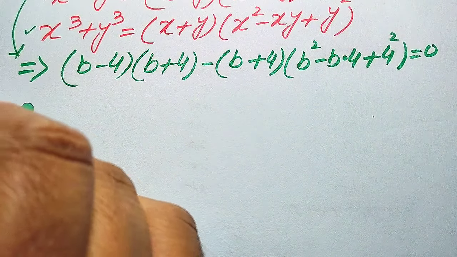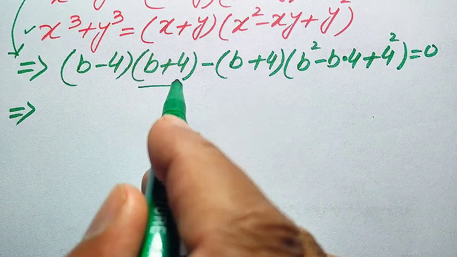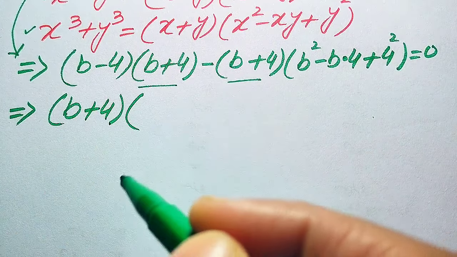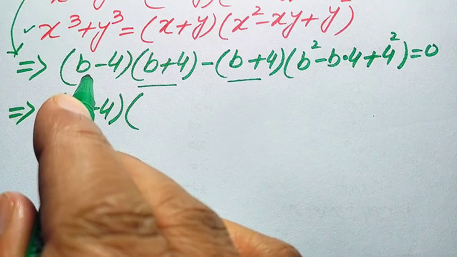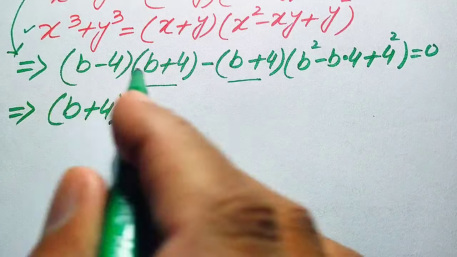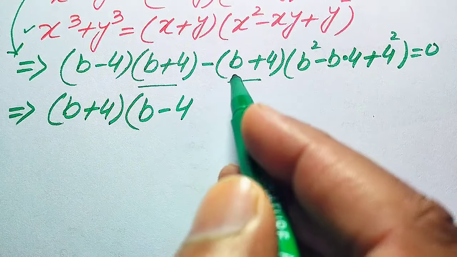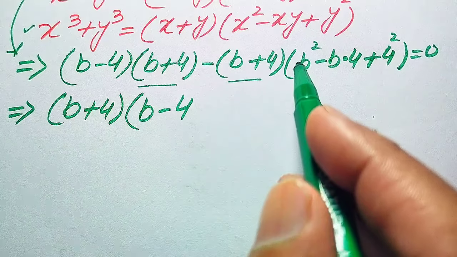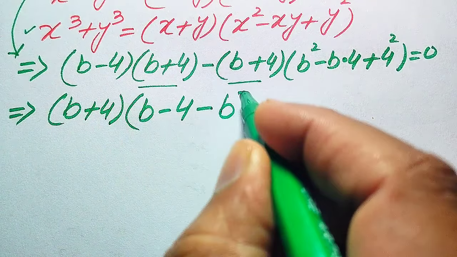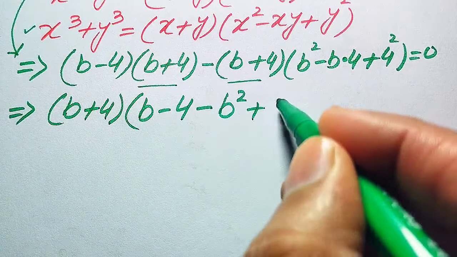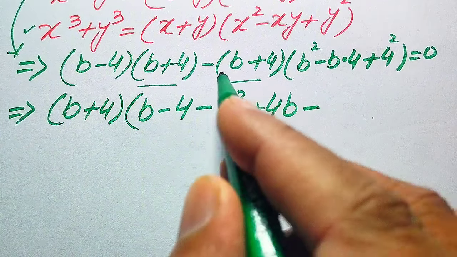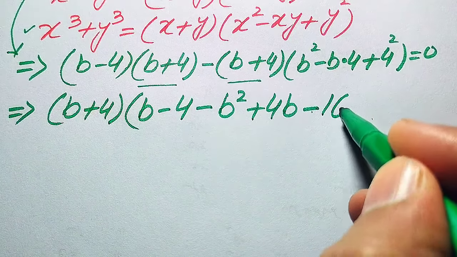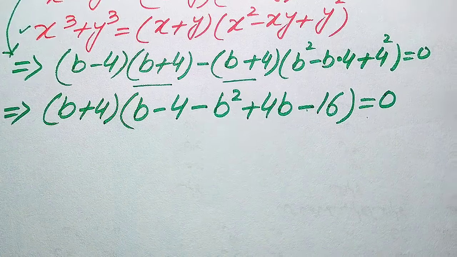And further in the next step, here we need to take common b plus 4. So b plus 4 is the common term. So when we take common b plus 4 from here, we get the remaining values. After taking common b plus 4, we get here b minus 4, and from the second part we multiply the negative sign on each of these values and it will be written as minus b squared. This is minus times minus, which becomes plus 4b. This is minus times plus, which becomes minus, and 4 square becomes 16, and this whole equation is equals to 0.